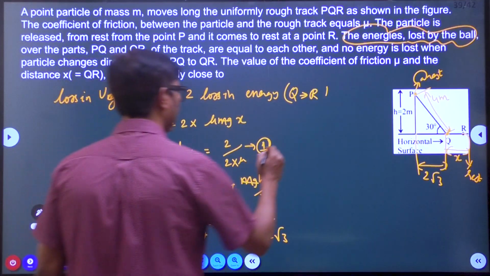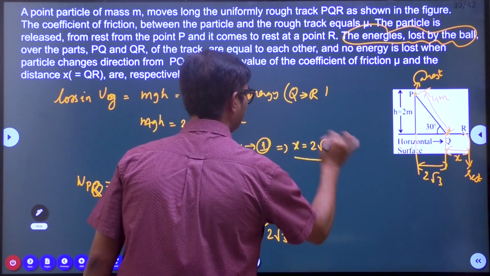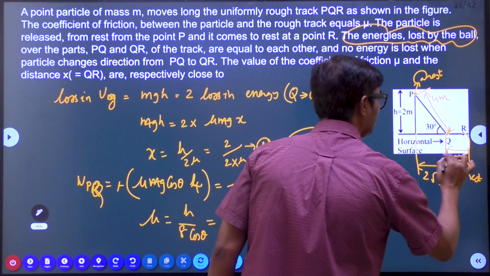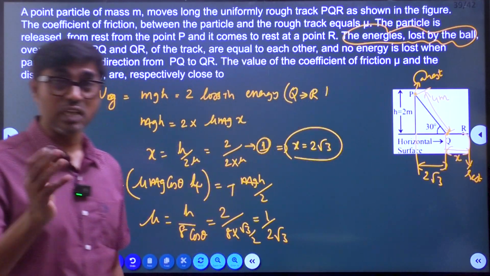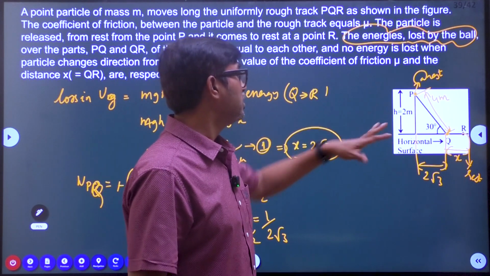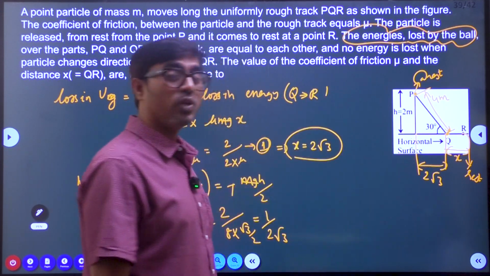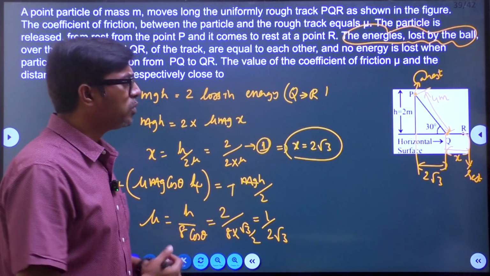If I substitute there, what will be the x value I will get? X is equal to 2 root 3. And very interestingly, you can see this is 2 root 3 and this is also 2 root 3. It's actually a very important question. The work done in this particular case by the friction depends only on horizontal displacement, not on the displacement in vertical direction.